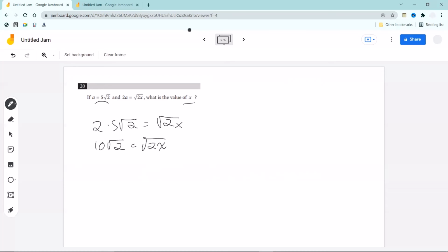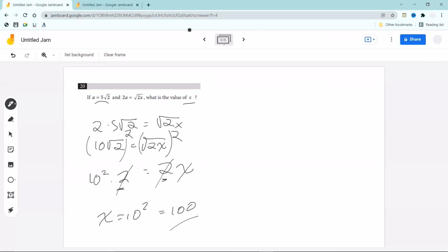How do we go from here? Well, we can just square both sides. When we square root 2x, we'll get 2x, because root 2x times root 2x is 2x. And if we square the left side, we'll get 10 squared times 2, because 10 squared is 10 squared, and root 2 squared is 2. This is equal to 2x. Then since we have a 2 common on both sides, we can just cancel out the 2. Then we'll get x is equal to 10 squared, and of course, 10 squared is just 100. So our final answer would be 100.